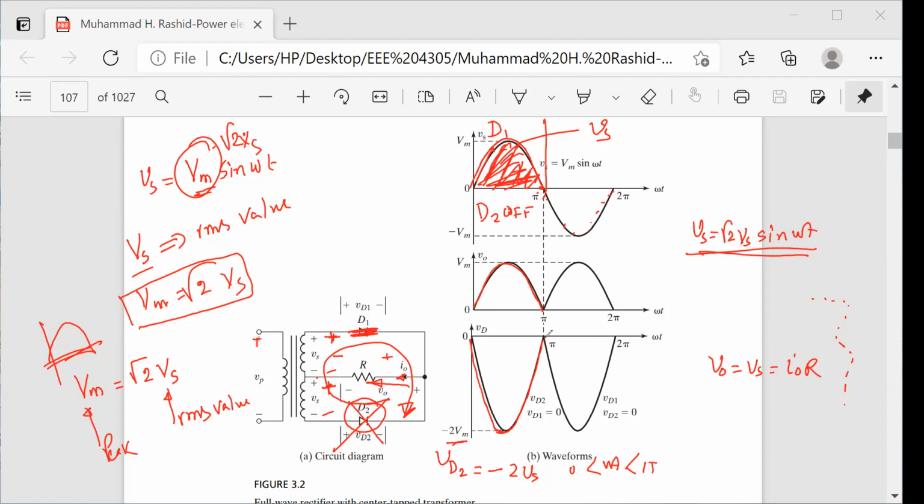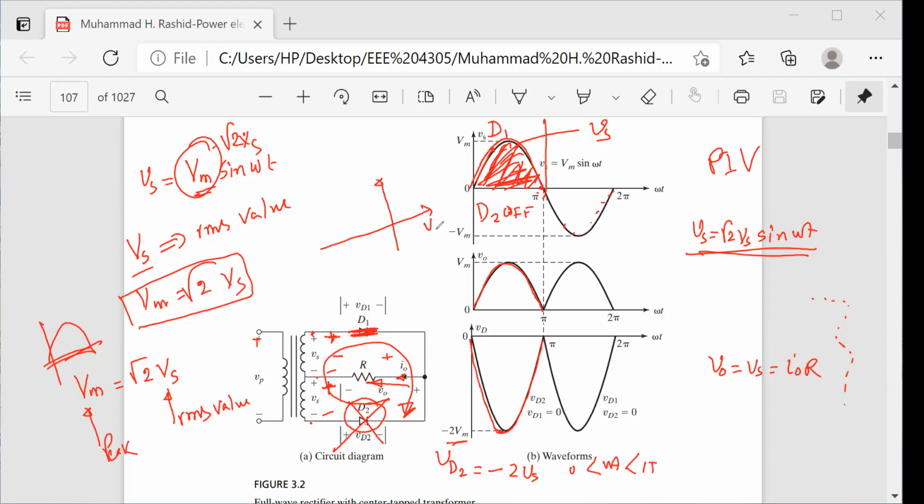So now, the concept for diode D2: when D2 is not conducting, what will be the peak inverse voltage? It is minus 2 Vm. That means the peak value of the whole winding voltage in the negative direction. So this diode must withstand this voltage in the blocking mode. You understand what I mean?